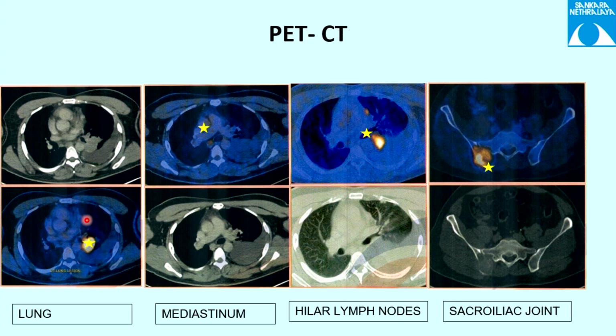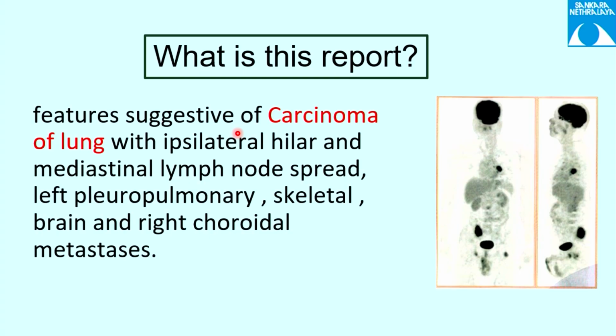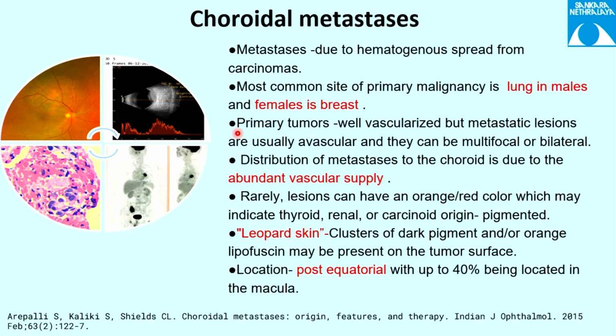You can see multiple metabolically active lesions throughout the lung, the mediastinum, the hilar lymph nodes, and sacroiliac joints. In this patient, the features were mostly suggestive of a carcinoma of the lung. This is the PET scan, which is showing these multiple active lesions. There was ipsilateral hilar and mediastinal lymph node spread with left pleuropulmonary, skeletal, brain, and right choroidal metastasis. So this is a case of a choroidal metastasis.